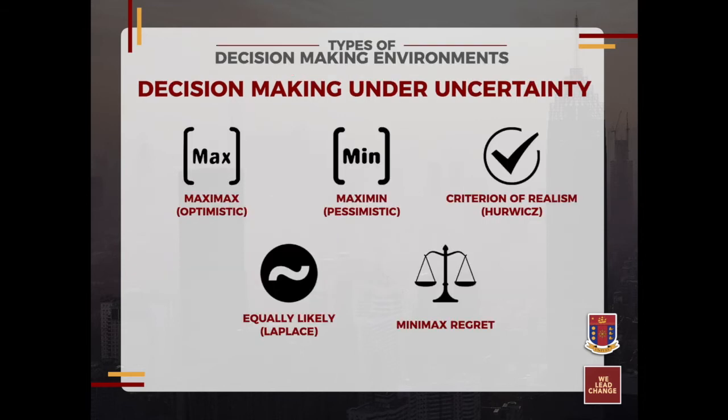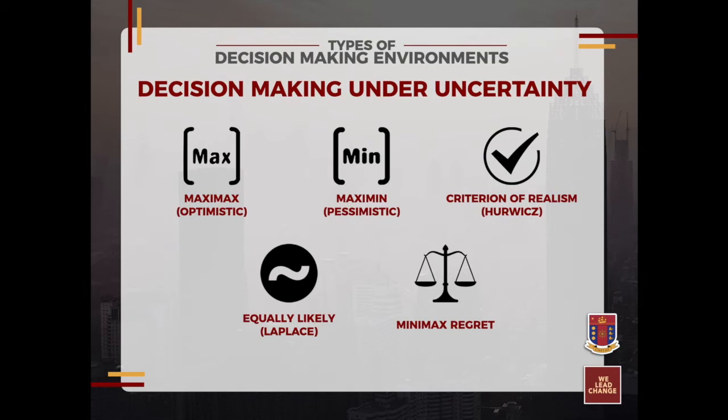All right, so now we talk about decision making under uncertainty, and there are different models that we can use and apply to the problem we're working on. First is the MAXIMAX, which is also called the optimistic approach. Second, MAXIMIN, which is also called the pessimistic approach. We have criterion of realism or HURWICZ. We also have equally likely or LAPLACE, and last but not the least would be the MINIMAX regret.